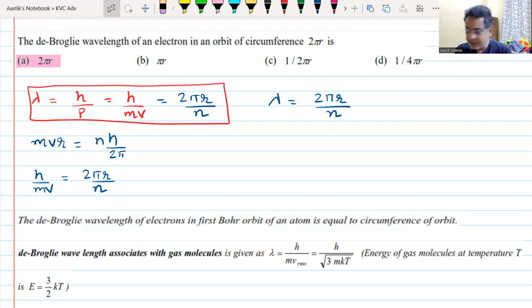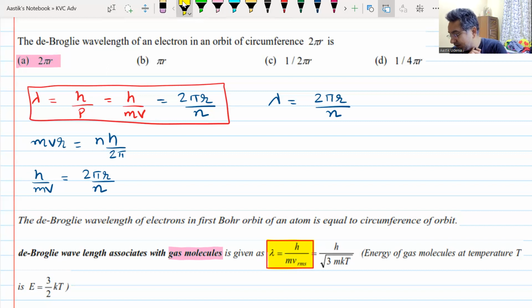Here you can note one more thing. Apart from de Broglie wavelength of an electron moving in a circular orbit, they might sometimes ask you, in very rare cases, maybe in JEE Advanced, the de Broglie wavelength with gas molecules. The de Broglie wavelength of gas molecules is defined by this formula, and I hope you understand what is VRMS here. VRMS is the RMS speed of gas molecule.